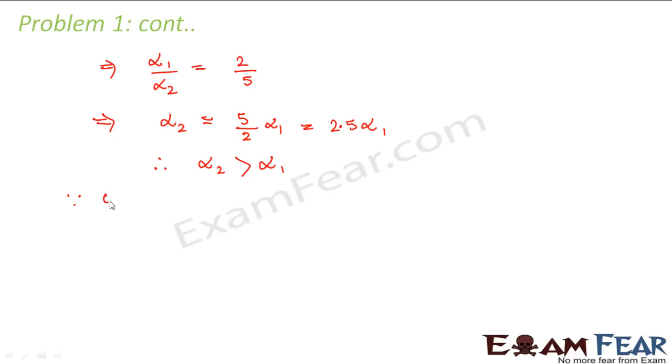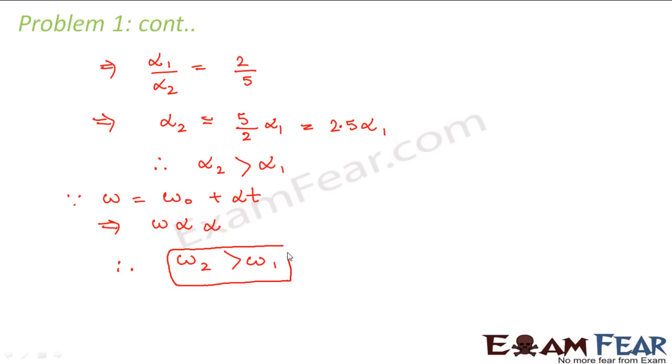Now we also know from the kinematical equation that omega is equal to omega naught plus alpha t. So this implies that omega is directly proportional to alpha. If alpha increases, the value of omega also increases. Therefore, since alpha 2 is greater than alpha 1, we can say that omega 2 is greater than omega 1. So the angular velocity of the sphere would be greater than that of the hollow cylinder.